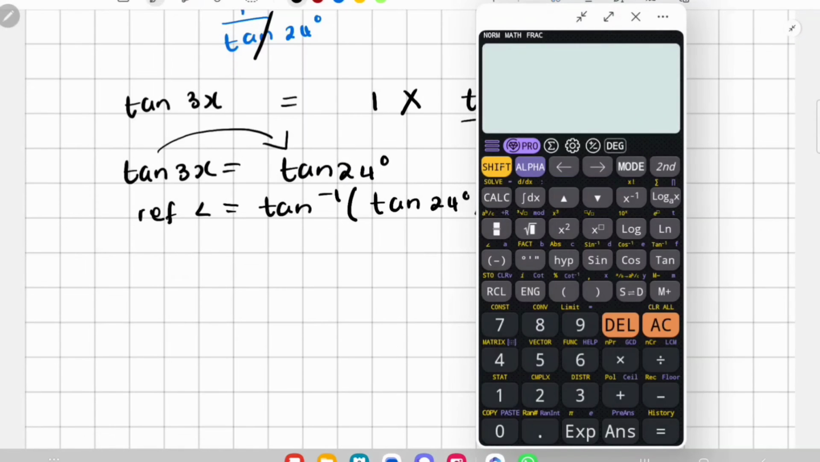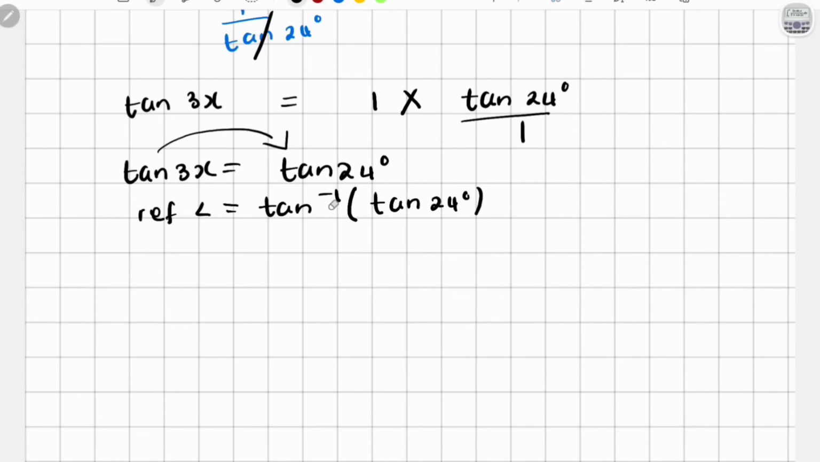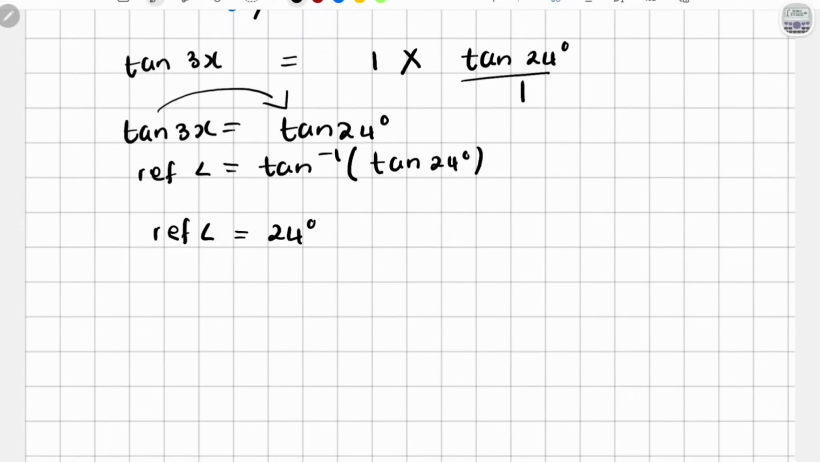You see, if you say shift tan of 24 degrees, you get 24, because this is the second function of tan. It's the inverse of tan, and this is the actual function of tan. So they end up just canceling each other and simplifying. So our reference angle is 24 degrees. Okay, so then you can do that whole table thing.